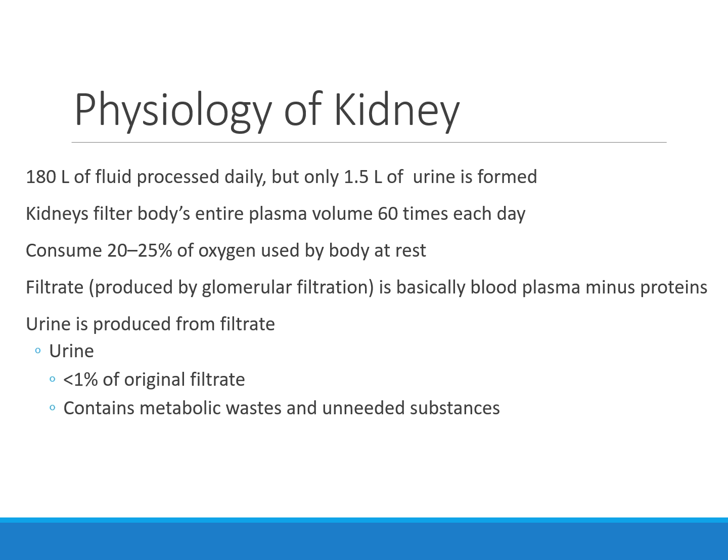The filtrate, which is what's produced by glomerular filtration, is basically your blood plasma minus the proteins. And urine is produced from that filtrate. So we produce urine, which is less than 1% of the original filtrate, which means that we reabsorb 99% of what's pushed out at the glomerulus into that nephron and conserve that. What's in the urine is metabolic waste and any unneeded substances.